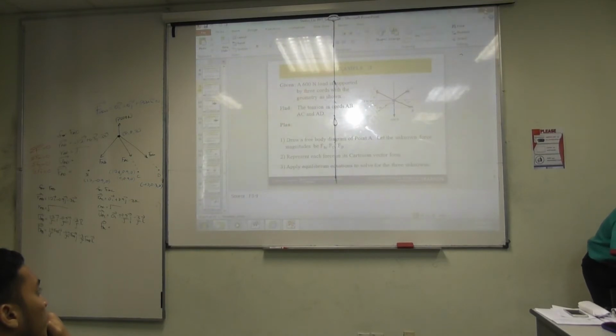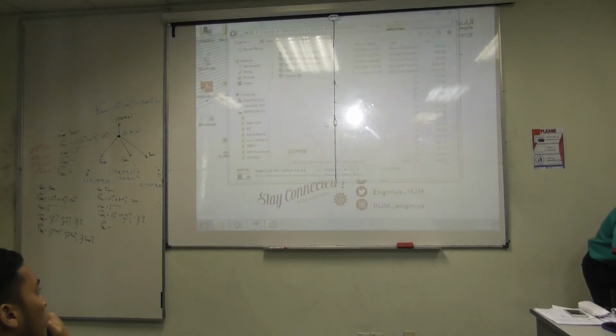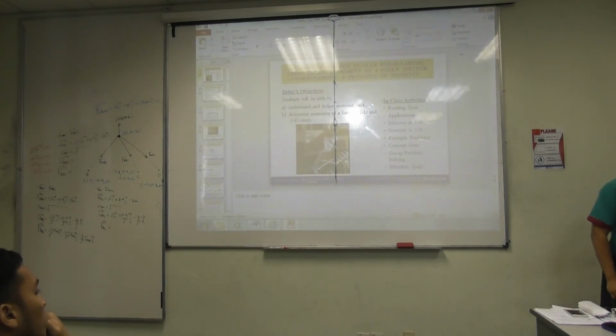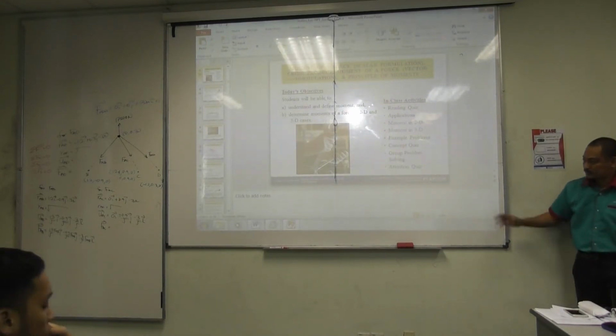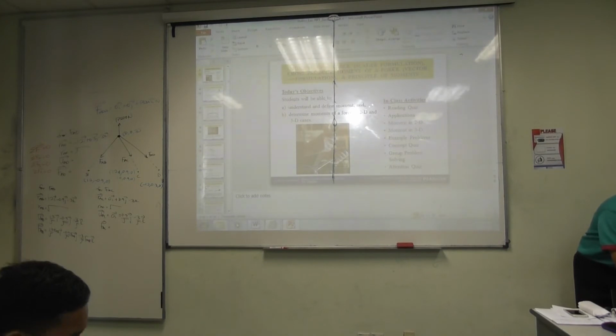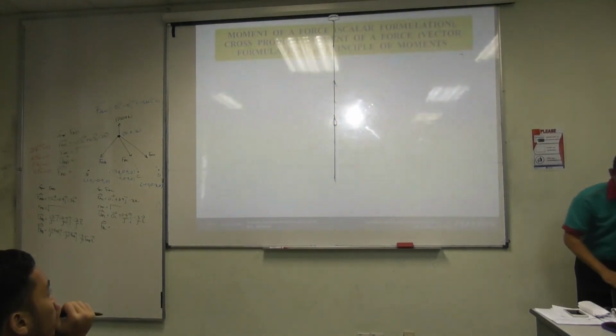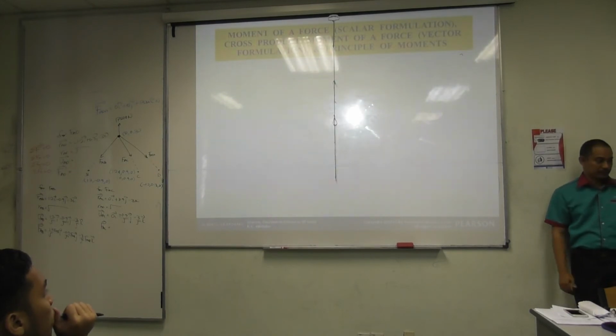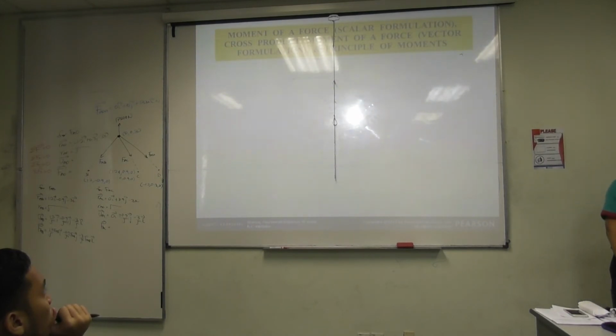Alright, so we have finished chapter 3. We don't have the time to actually go in depth in chapter 4. We'll just touch on the topic to be consistent with the previous class. So we'll just go through the idea of why we cover this one. This is moment of a force, scalar formulation, cross product, moment of a force and vector formulation, and principle of moments. So it is surrounding the concept of moment.